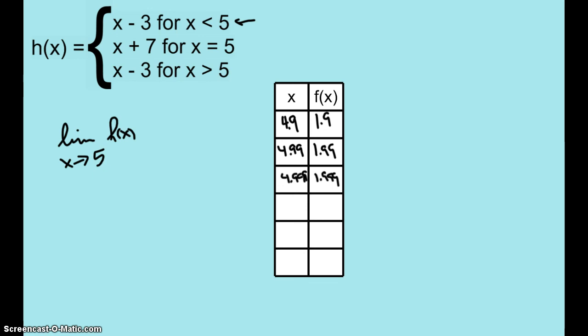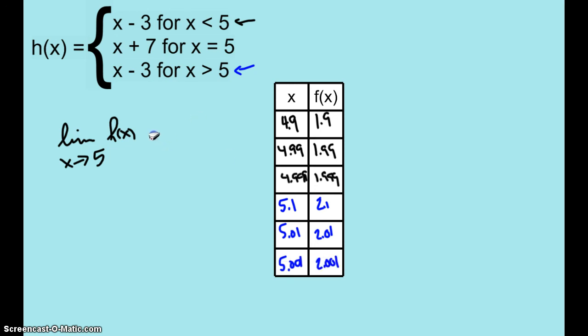Alright, now let's go ahead and put in from the right a 5.1. Hey, that's greater than 5. We now need to use this one. We'll get 2.1. 5.01, we'll get 2.01. And when we put in a 5.001, we'll get 2.001.